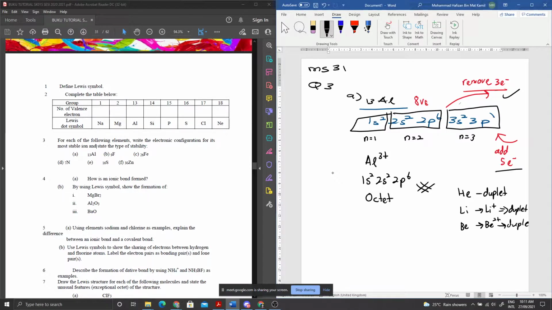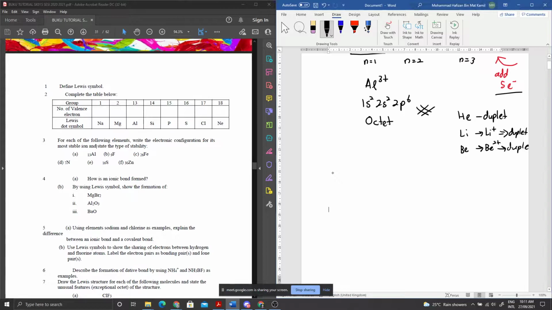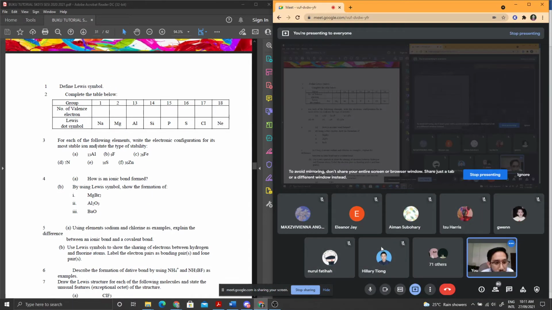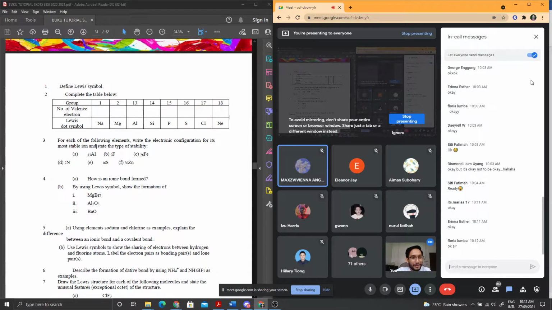Itu sahaja. Alright. So untuk ni, maybe we can do, okay, kita teruskan dengan question number 4. Okay, everyone clear so far dengan electronic configuration of most stable ion and type of stability? Okay ke, wahai anak-anakku? Okay ke? Okay, semua okay? Saya tak nampak korang. Saya tak tahu korang okay ke tak.